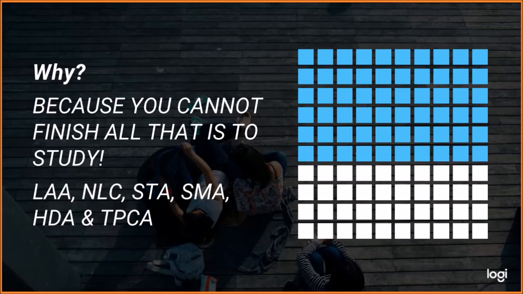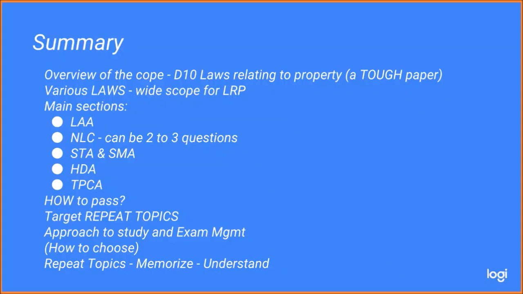The laws involved are the Land Acquisition Act, National Land Court, Strata Title Act, Strata Management Act, Housing Development Control and Licensing Act, and then Town and Country Planning Act, TCPA. And last is a summary, an overview of the scope we have gone through. D10 Laws Relating to Property is a tough paper. It's not an easy paper because there is a lot to study.